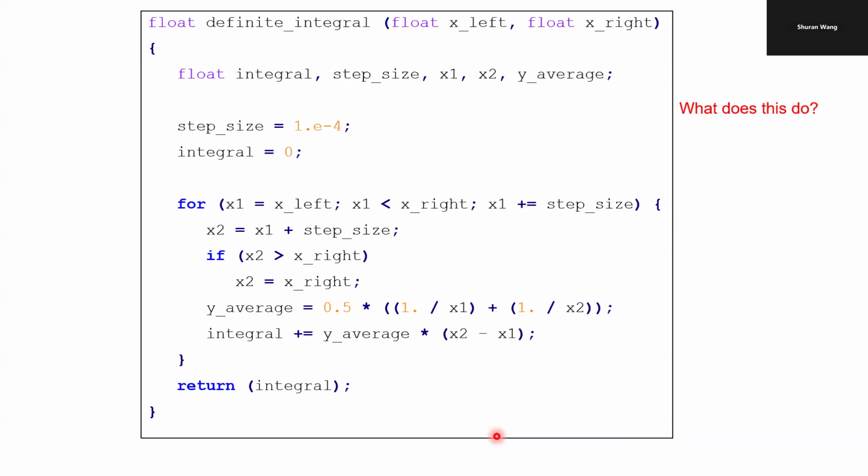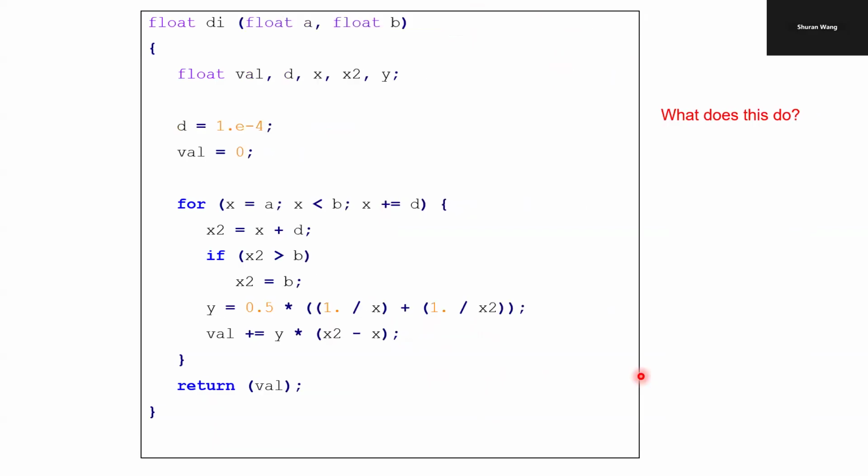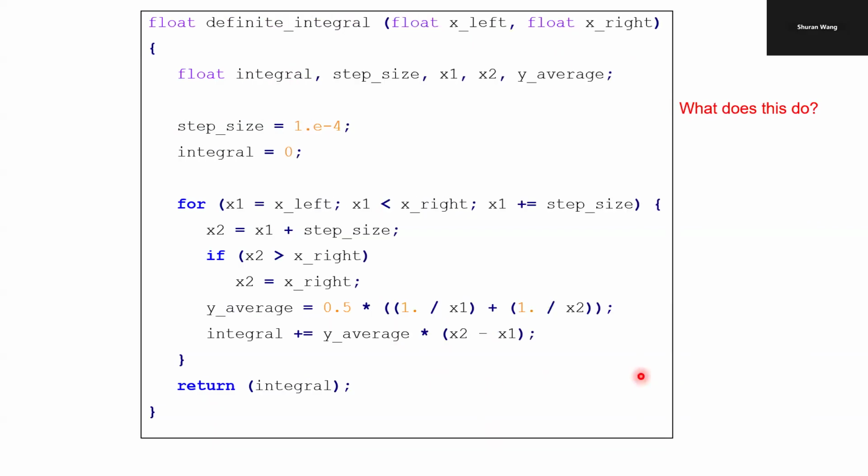What does this do? It's the same function, except it's calculating the integral between two x values for 1 over x. We simply rename the variables from this to this, and we see the difference.